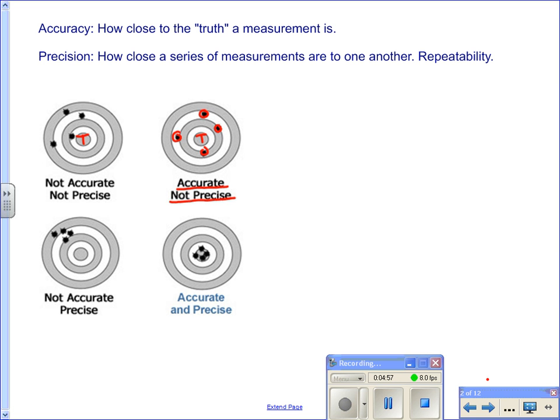This one would be, if the truth is here, these are precise, we're hitting around the same spot each time, but not accurate. And then, of course, here's the best of both worlds. This is what we strive for, to be accurate and precise. But what does this have to do with measurements? Let's talk a little bit about that.